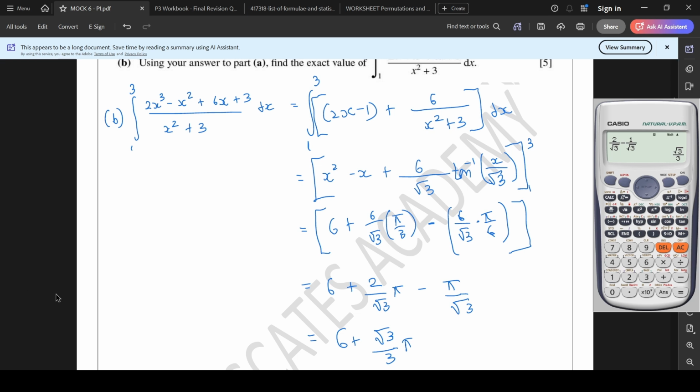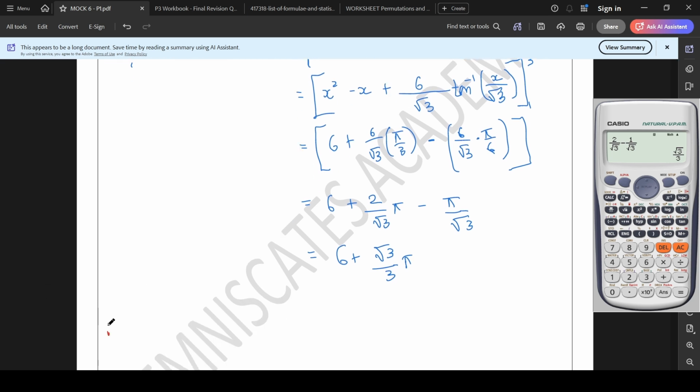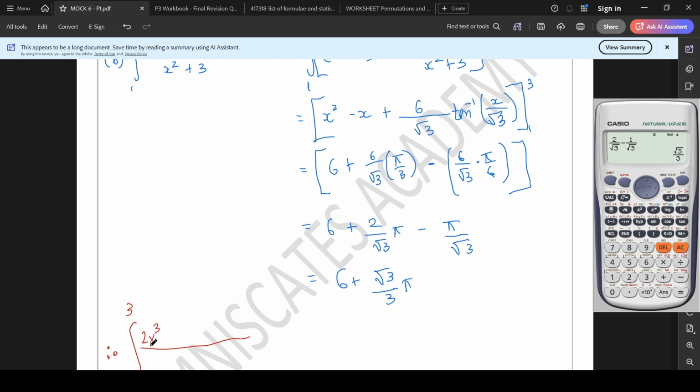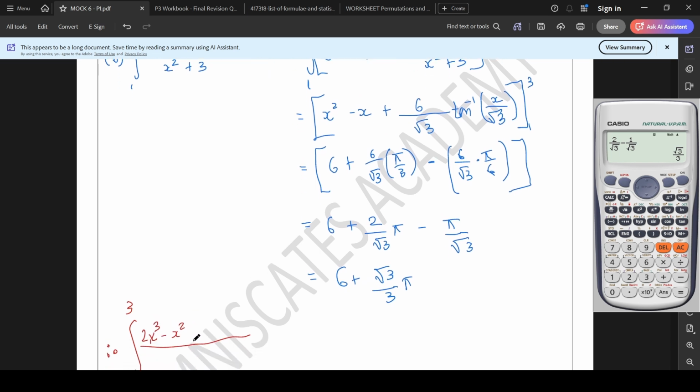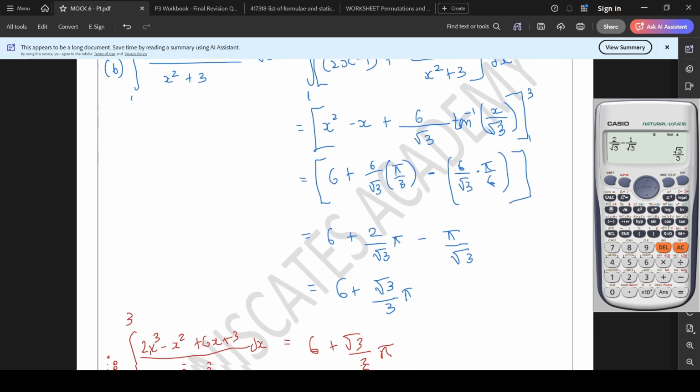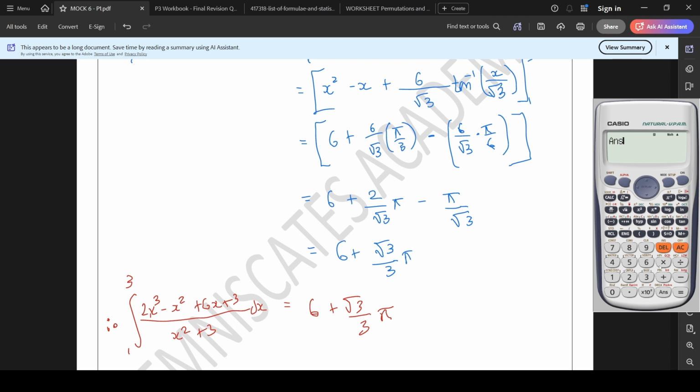You can always conclude it by writing the final statement that therefore integration from 1 to 3 of 2x cubed minus x square plus 6x plus 3 over x square plus 3 dx is 6 plus root 3 over 3 pi. You can always confirm this using your calculator. You can just convert this into decimal first. That is answer into pi. Oops. Answer into pi plus 6. This comes out as 7.81379.